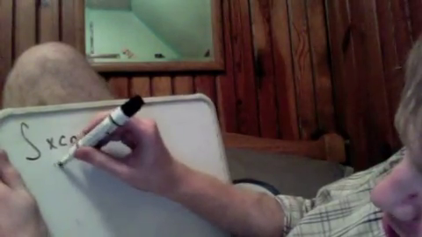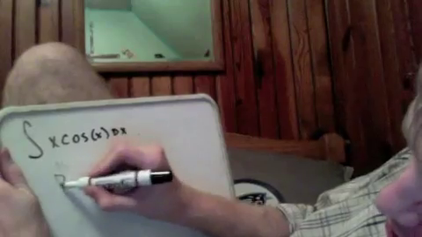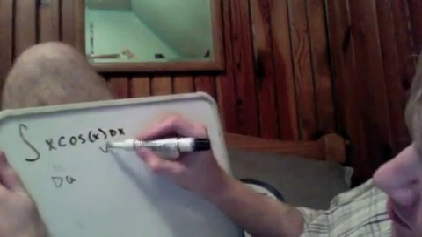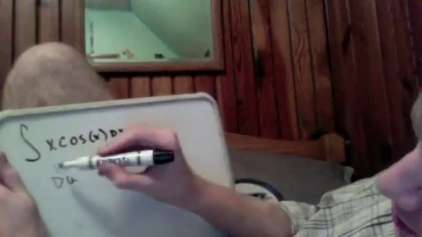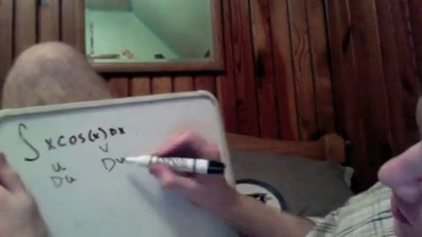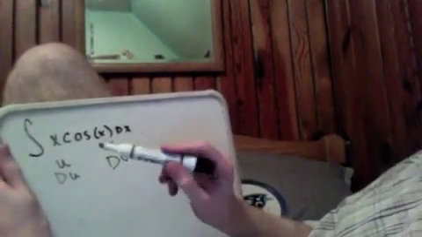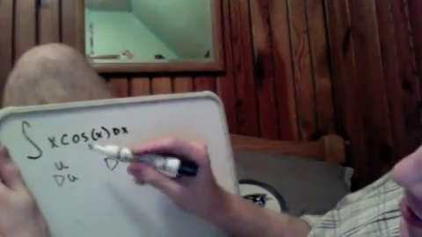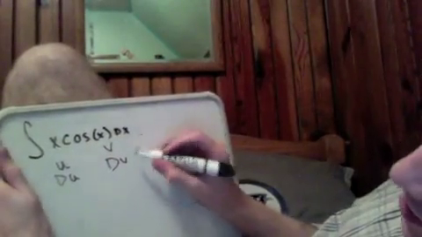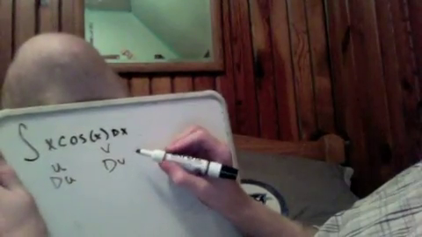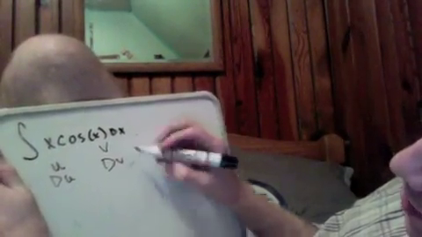Here's what I like to do. You select your u, du, v, dv, like that. Okay, so the first thing you do is you select your, we know that because of ILATE, cosine x is good to integrate. It's the best to integrate. It's better than algebraic, so we're going to integrate cosine x.